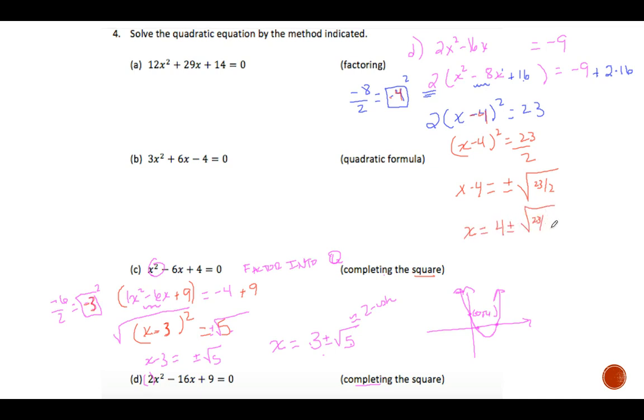Notice I am not scared of the fraction, right? Square root of 5, square root of 23 over 2, whatever. 23 over 2 is what? 11-ish. And so the square root of 11-ish is like 3 something. So 4 plus 3 something and 4 minus 3 something. Those are the two x-intercepts for this parabola that also opens up.